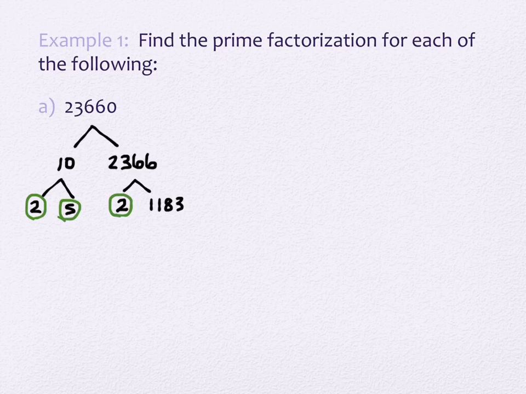2's prime, so we need to be careful not to lose track of him. So I'm kind of circling the prime numbers that stop the end of my branches as I go, just so when I go back and look for them, I can find them all.